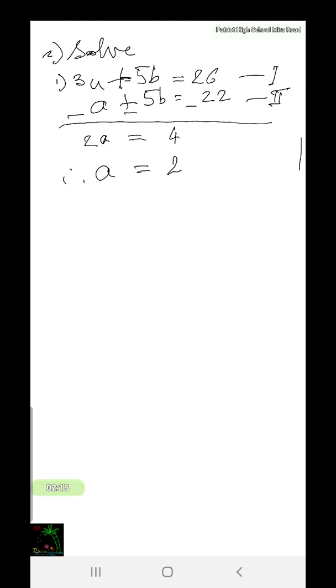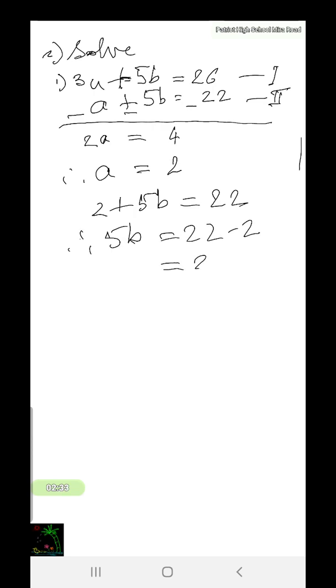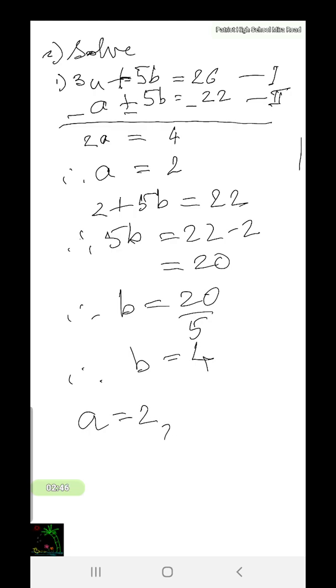Substituting the value of a in equation 2, we have 2 plus 5b is equal to 22. Therefore, 5b is equal to 22 minus 2, which is 20. Therefore, b is equal to 20 divided by 5. Therefore, b is equal to 4. a is equal to 2, b is equal to 4 is the solution for these equations.